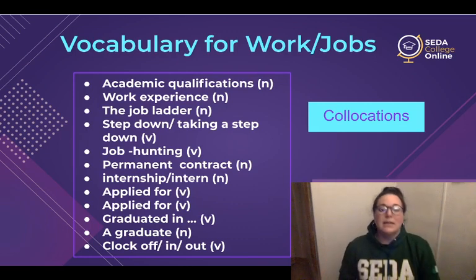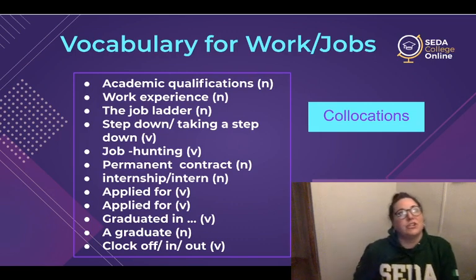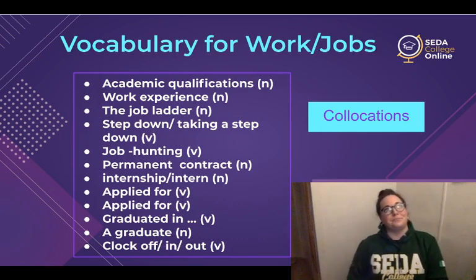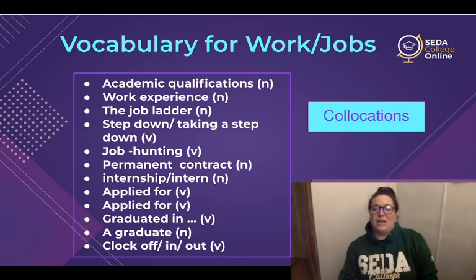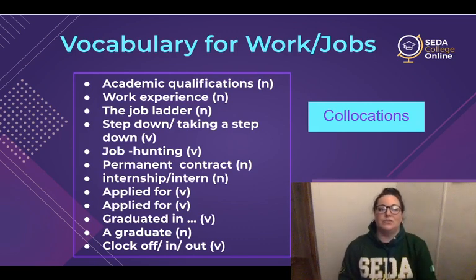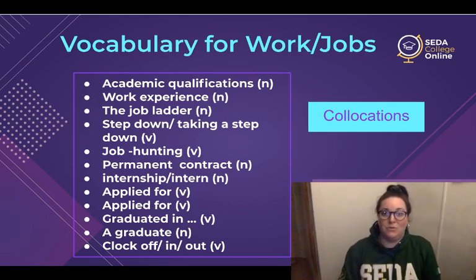Okay? Then we have permanent contract. That's a noun. So when you're offered a job, if you're offered a permanent contract, then your job is secure. And that's a really great thing. That's what most people are looking for, job security.